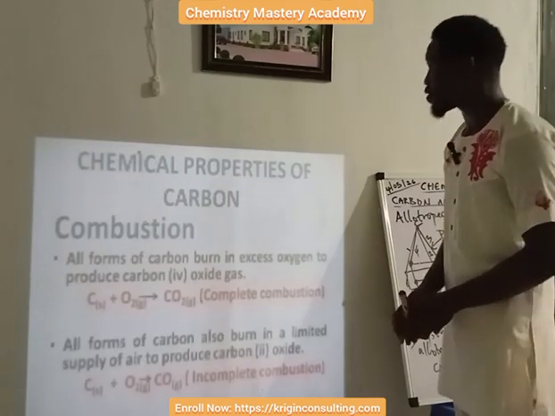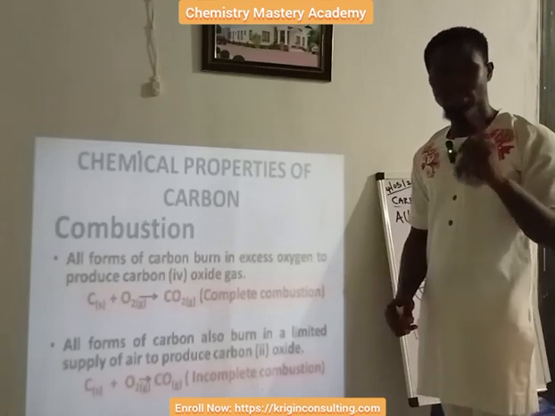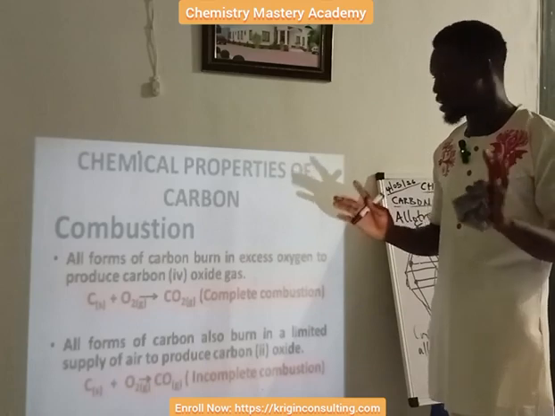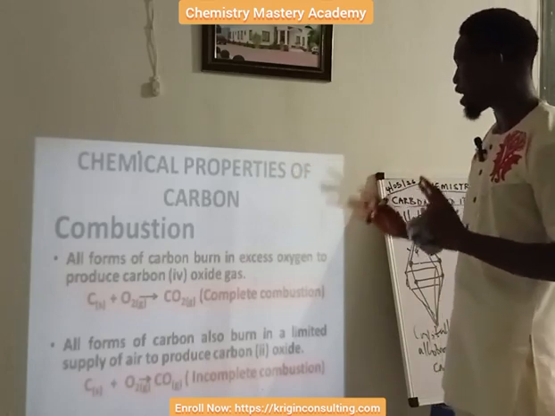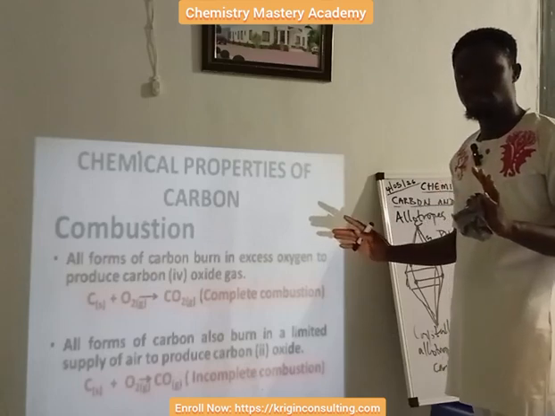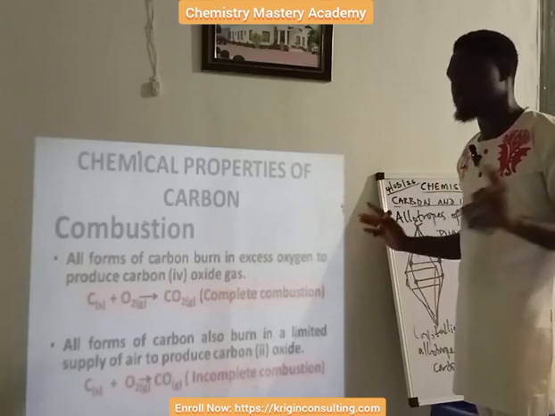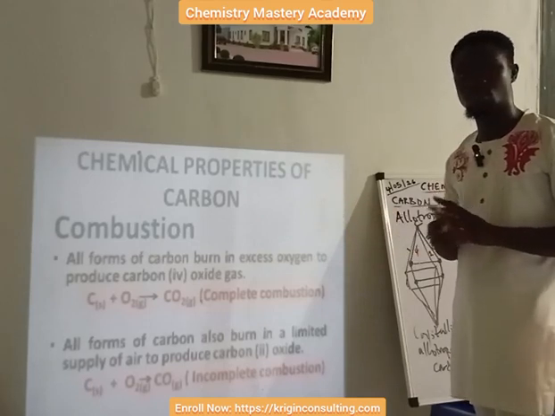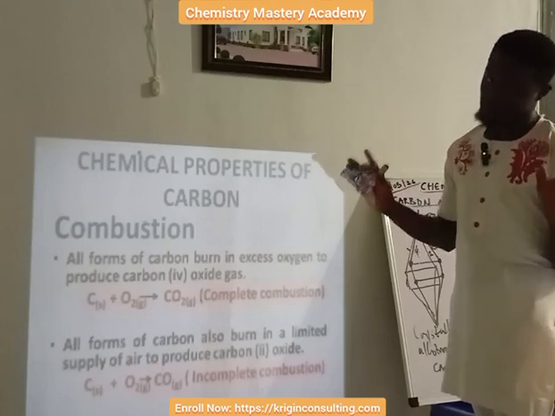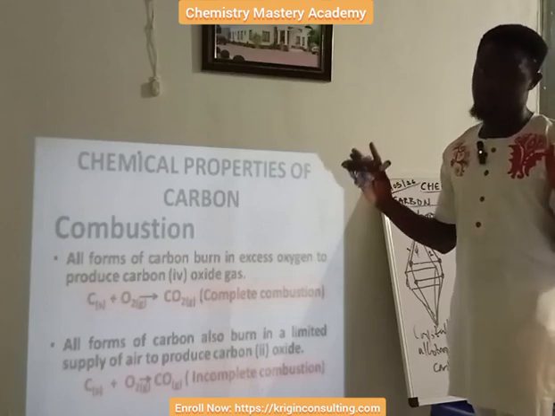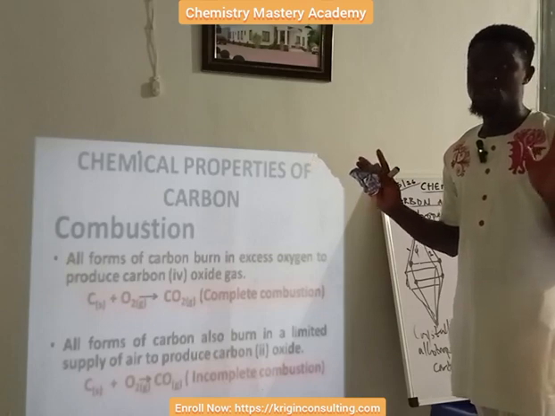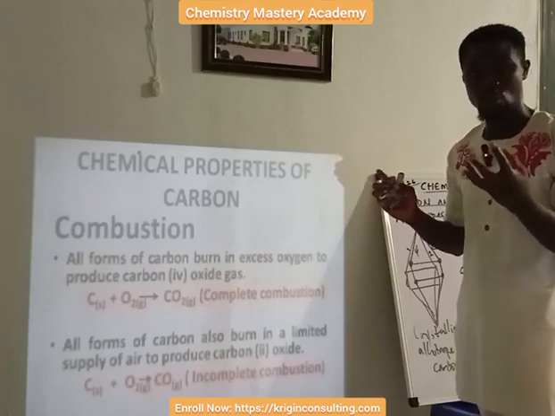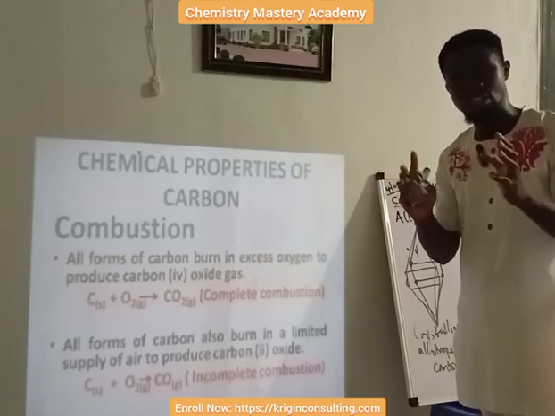Now look at the chemical properties of carbon. One, carbon can burn. All forms of carbon burn in excess oxygen, and when it does that, it produces carbon dioxide. So carbon can burn. But it is not just in a little amount of oxygen, but in an excess amount, and when it does that, it forms carbon dioxide.